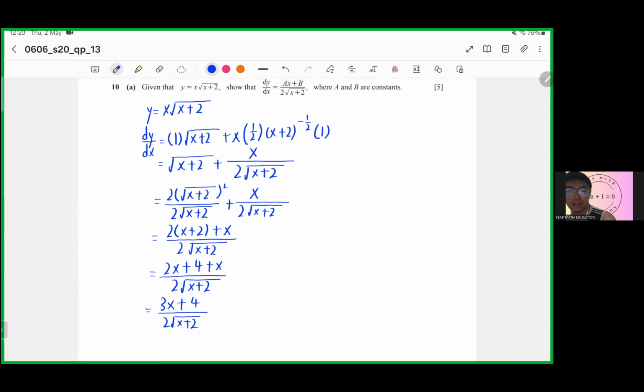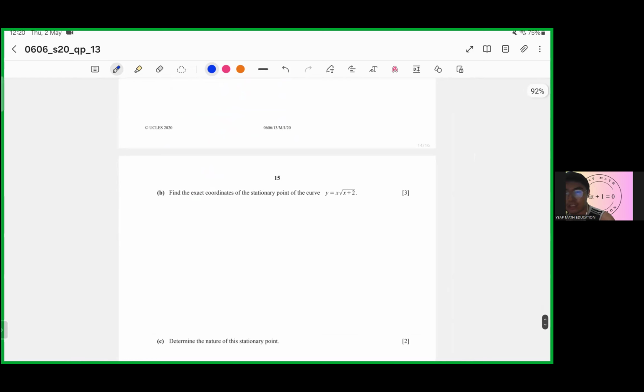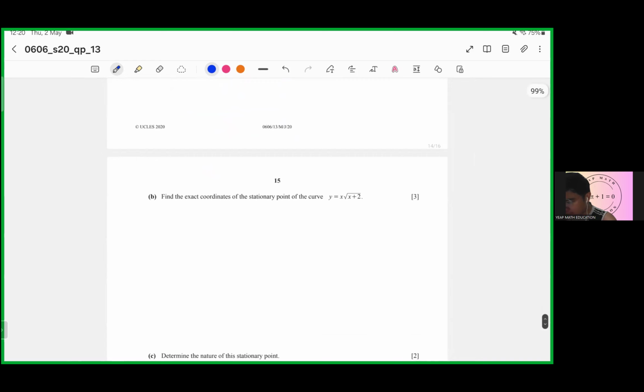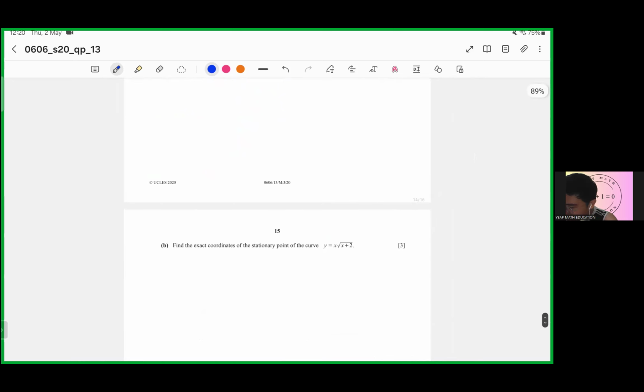Now we look at the next question. Find the exact coordinates of the stationary point of the curve y equals x times the square root of x plus 2. When the question asks for a stationary point, we just take dy/dx equals 0.